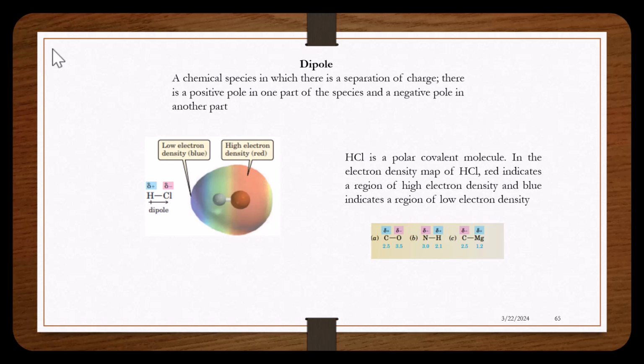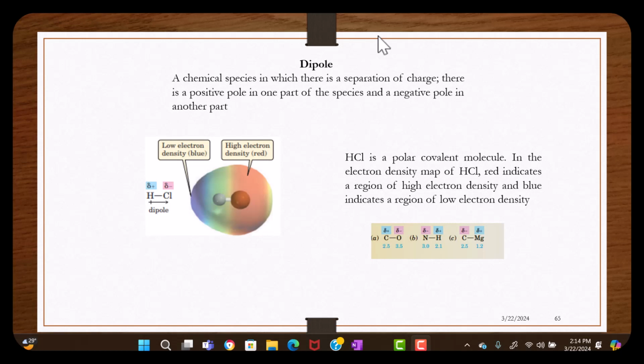This is an electron density map that shows a high density of electrons in the red and a low electron density in the blue. So hydrogen would have less electronegativity than chlorine. Chlorine would pull the electrons in closer to it, and it would have a high electron density in that area. The partial positive and partial negative charge on a molecule is denoted by the lowercase Greek letter delta.